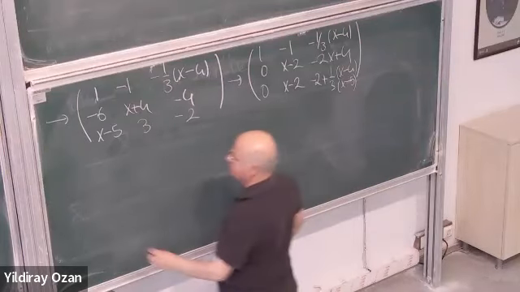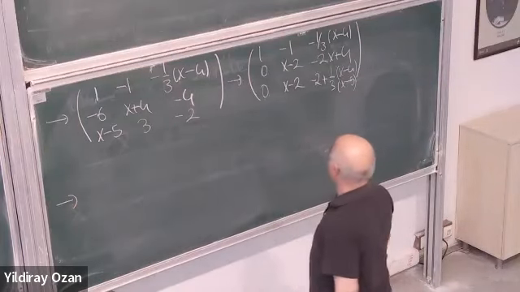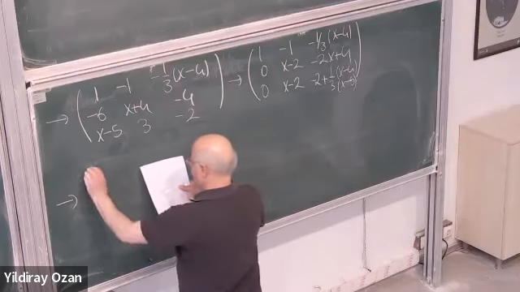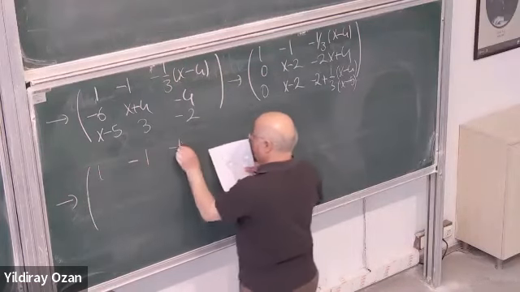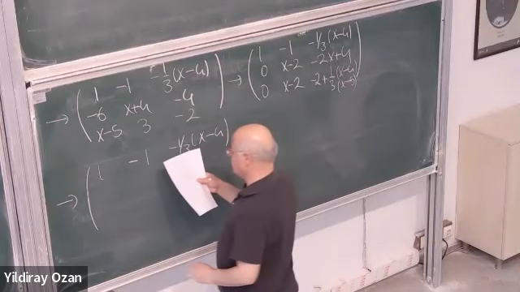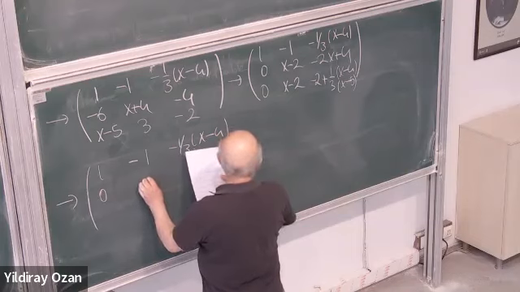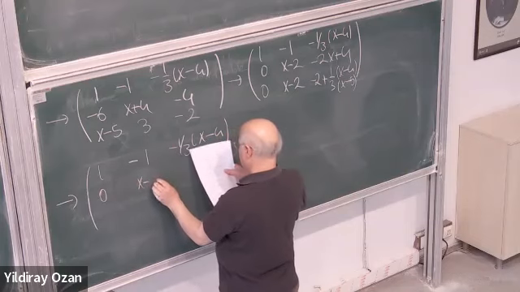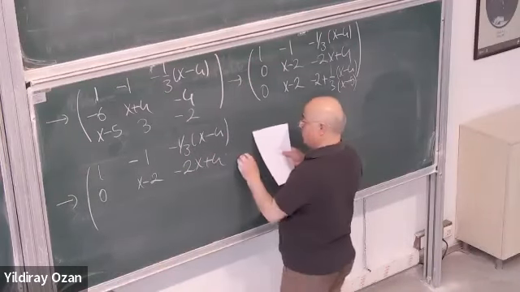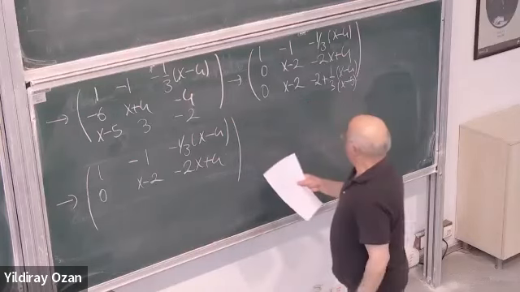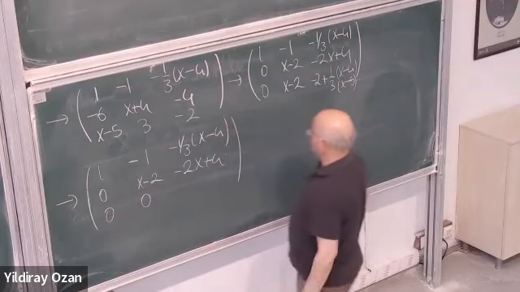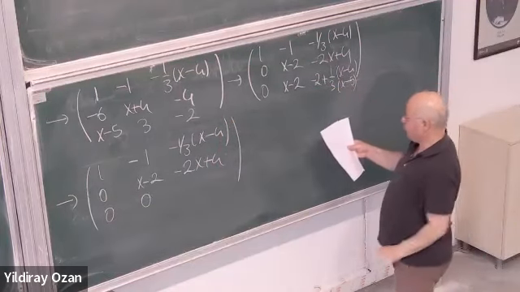Sorusu olan var mı buraya kadar? Sonra ne yapıyorum? Ondan sonra şunu yapalım. 1 minus 1 minus 1 over 3 x minus 4. So I didn't touch the first one. Buna da dokunmuyorum. Evet. Bunu eksi 1 ile çarpıp buraya ekleyeyim. 0, 0. Eksi 1 ile çarpıp oraya ekledik.